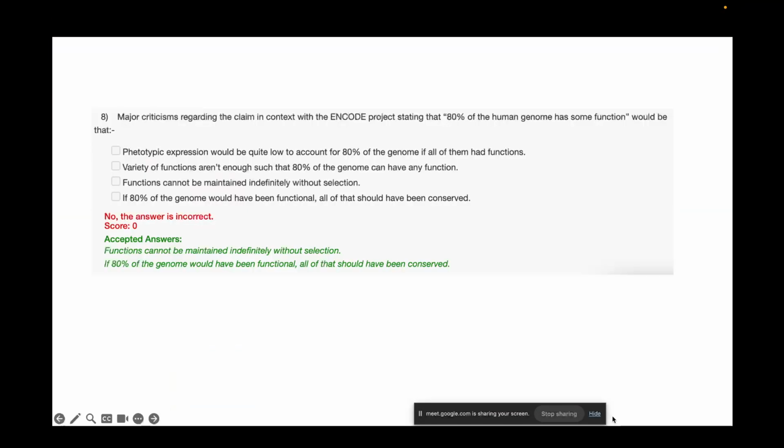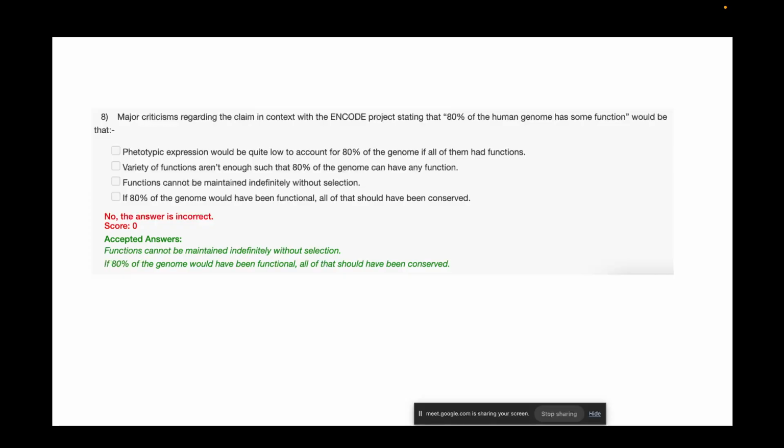Okay, the answers are these two: that functions cannot be maintained indefinitely without selection, and if 80% of the genome were functional, all of that would have been conserved. Both are from an evolutionary perspective. If 80% of the genome is functional, then we should have 80% similarity with other species, for example chimpanzees, because the functions are not going away, right? Even if the species are changing, the closest ancestors should have more than 80% conservation.